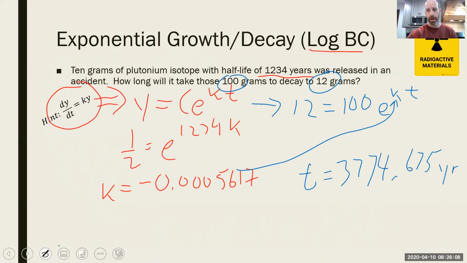3,774.675 years. And that should hopefully make sense, because it takes 1,234 years to get down to 50 grams, so it's going to take longer than that to get to a smaller amount.